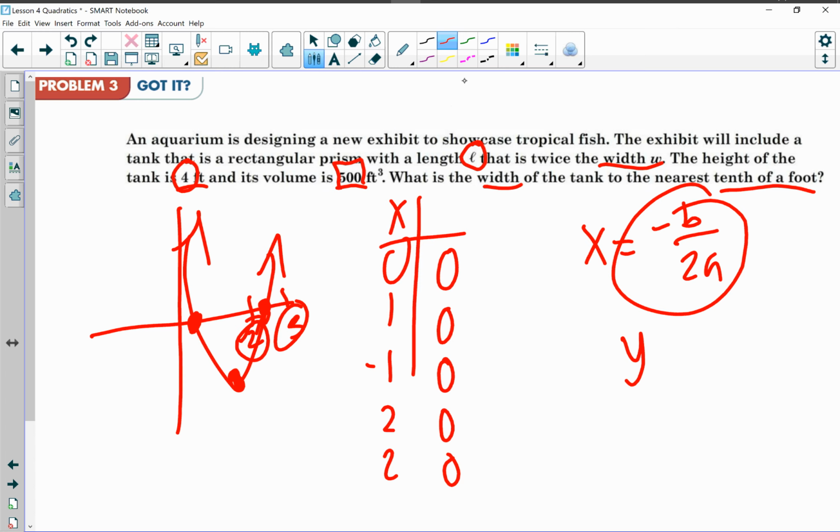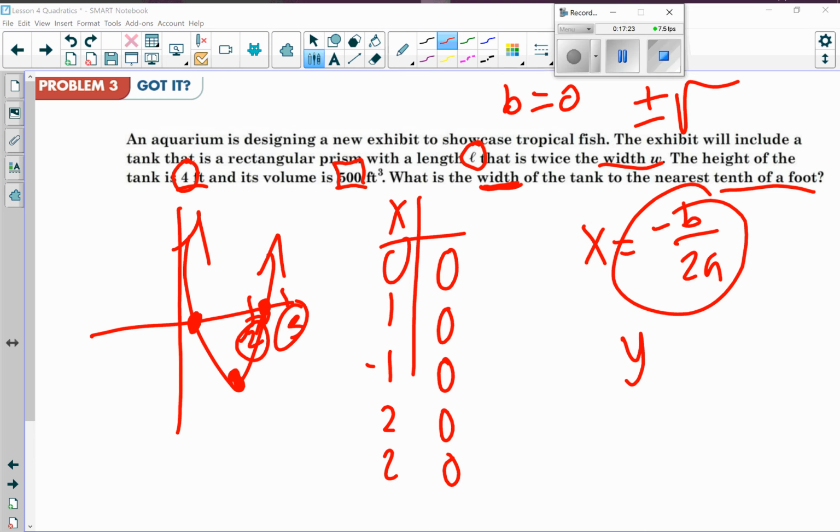And then solving by square root, we have to make sure there's no b, so b equals 0. And then we can move our c, divide by our a, and square root both sides. And when you square root, you always get a plus or minus, unless you have word problems like this where you're looking at length, and length all you care about is the positive. Okay, so that's it. It's done.